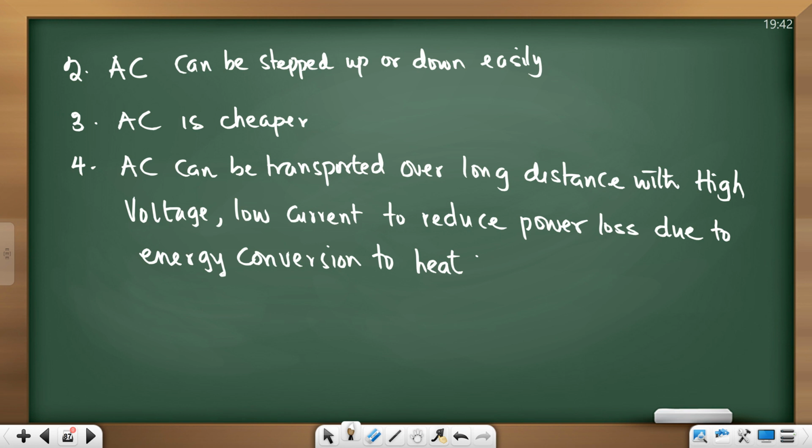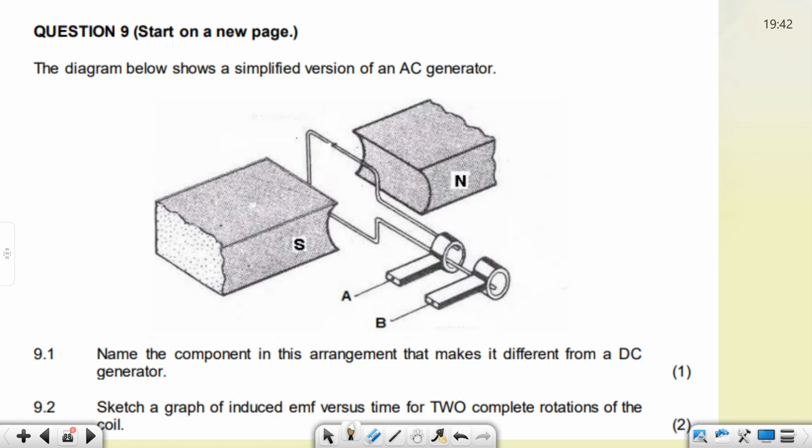Now let me answer one more question. I promised by 8 to shut down. Okay. Let's quickly look at this.